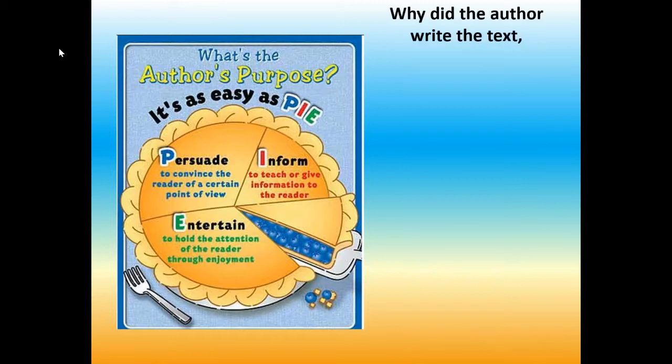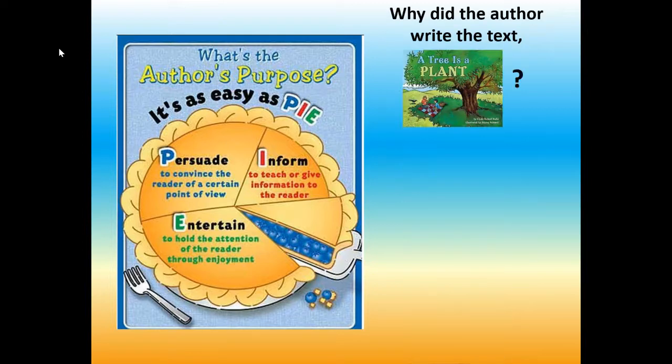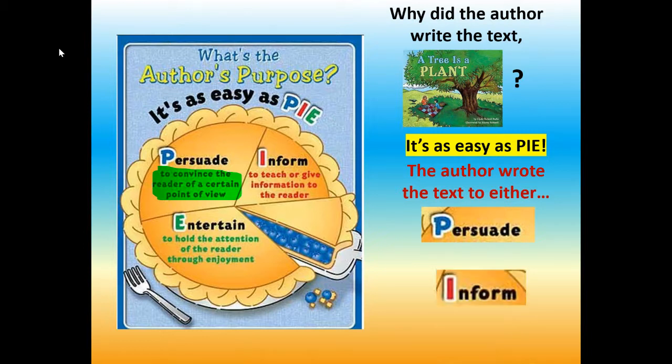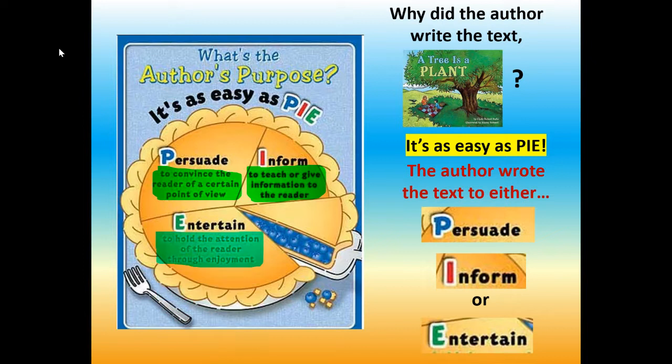Why did the author write the text, A Tree is a Plant? It's as easy as pie, or P-I-E. The author wrote the text to either persuade, which means to convince the reader of a certain point of view, inform, which means to teach or give information to the reader, or entertain. Entertain means to hold the attention of the reader through enjoyment.